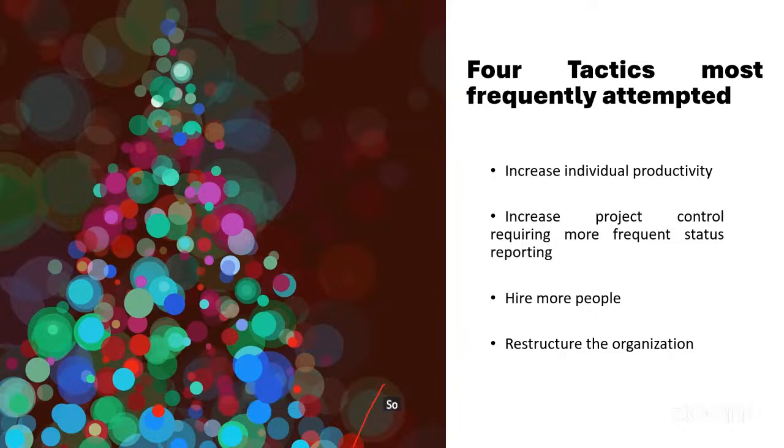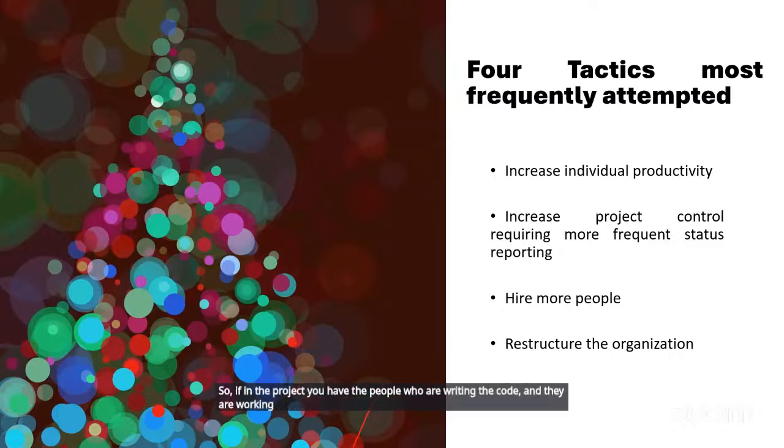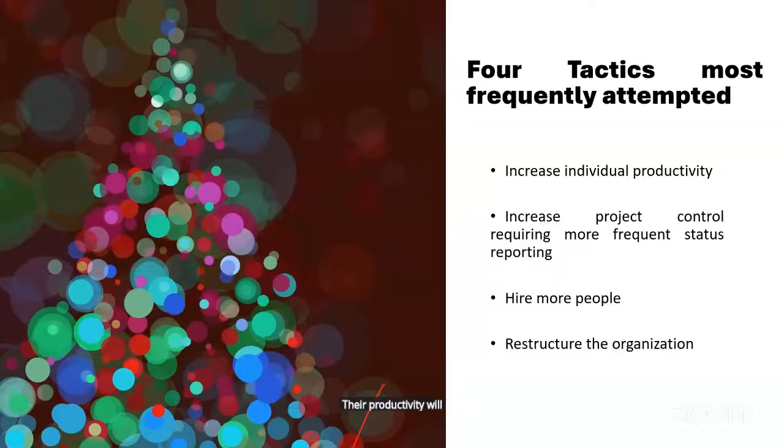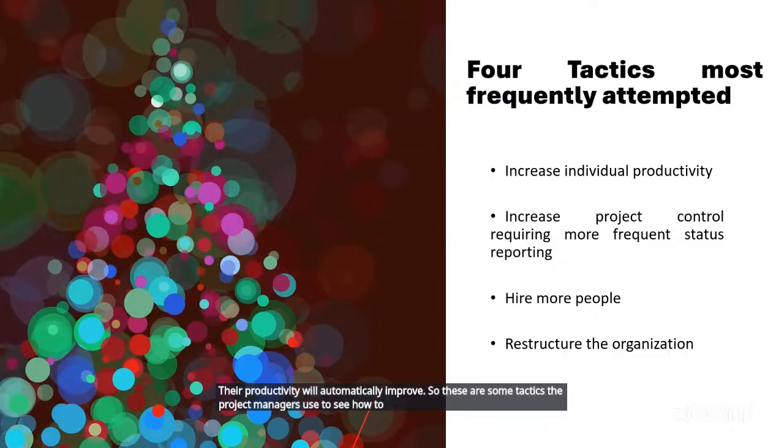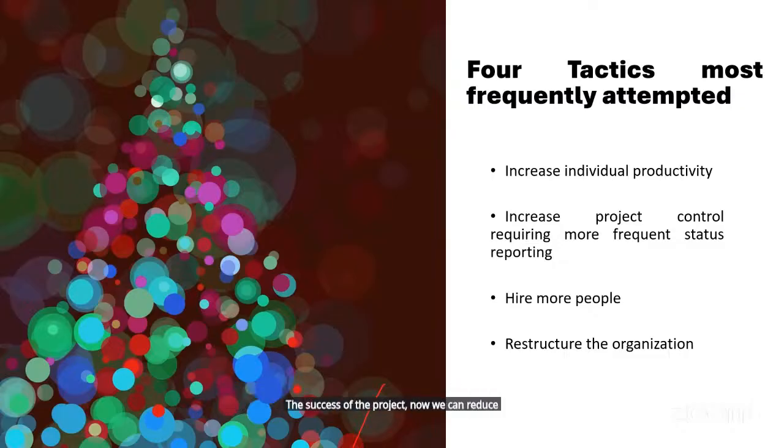So if in the project you have the people who are writing the code and they are using tools like GitHub at the lowest level, their productivity will automatically improve. So these are some tactics the project managers use to improve the success of the project and reduce schedule slippage. But you see, all these have to be tied together in a model, and that is how we use KPPM.